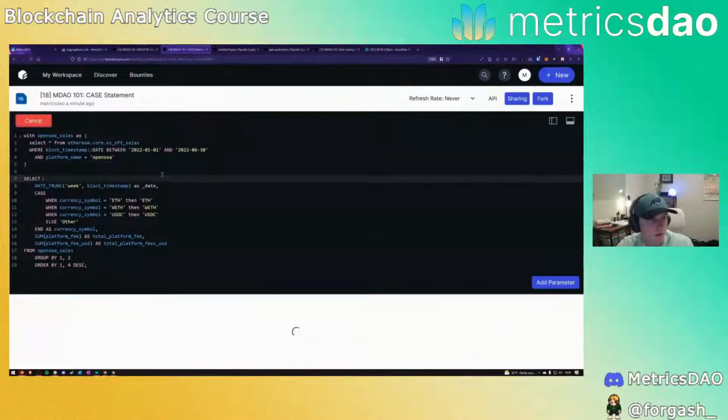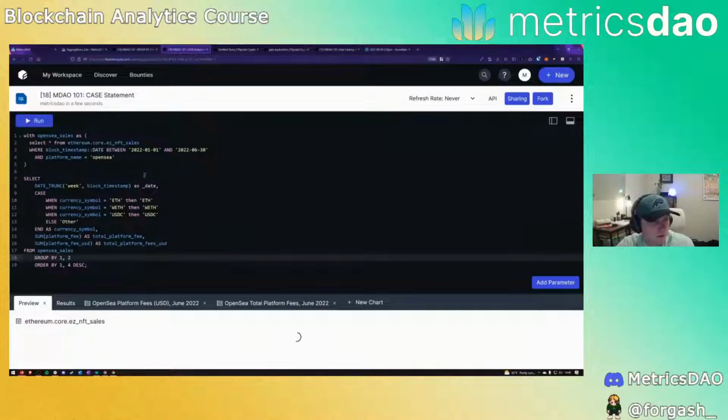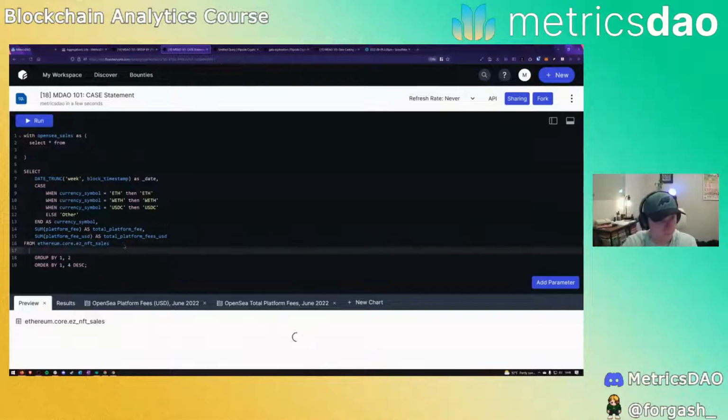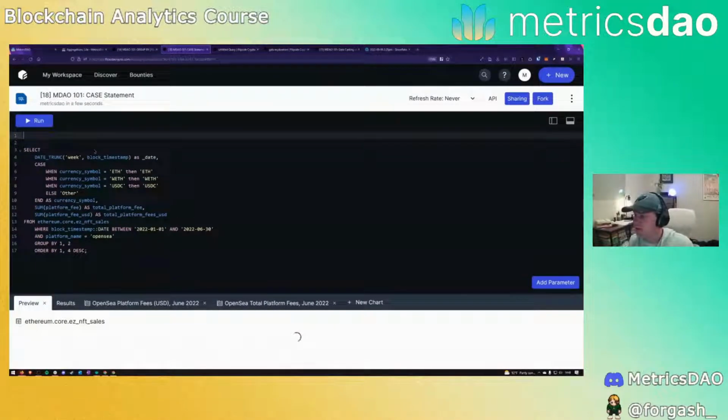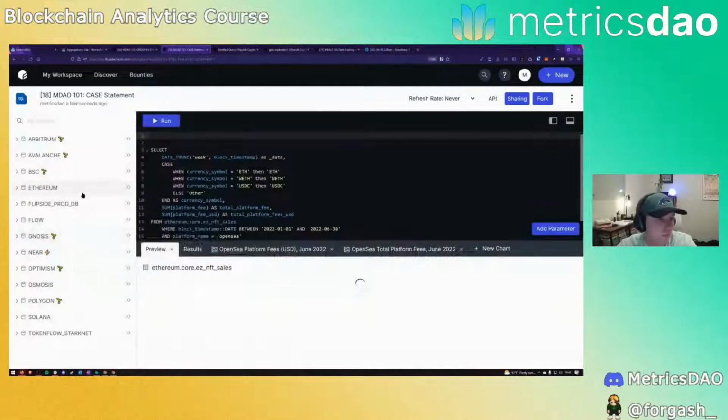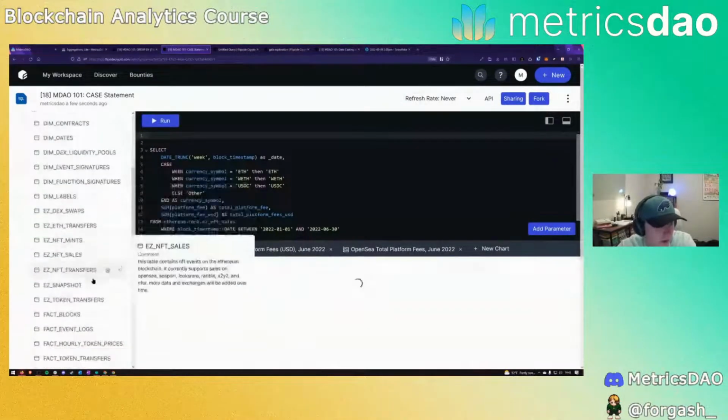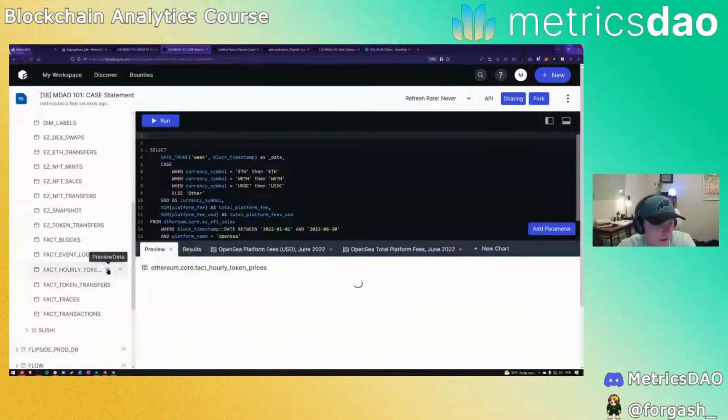So let's say we didn't just do that. Reset this back to where it was. Let's say we have OpenSea sales and fees generated over time, but we were curious about how that interacted with the price of Ethereum, which does not exist in the easy NFT sales table. I'm sure it's somewhere. Let's say we're in Ethereum, looking through hourly token prices. That's probably where we're going to find token prices.